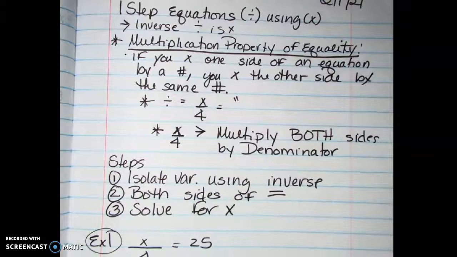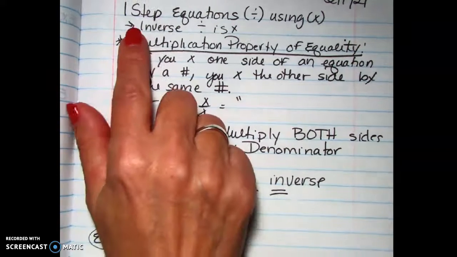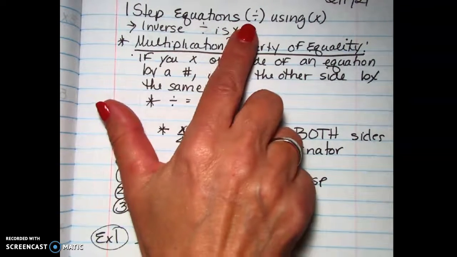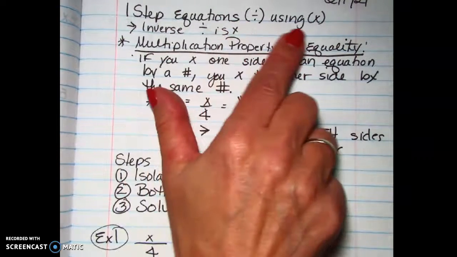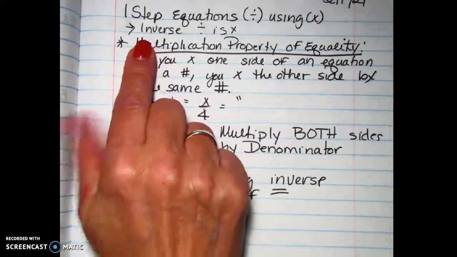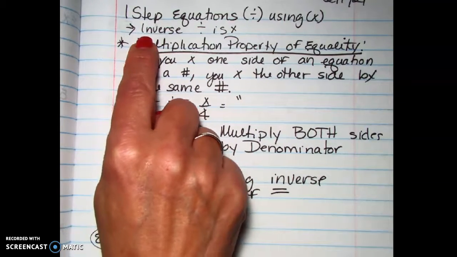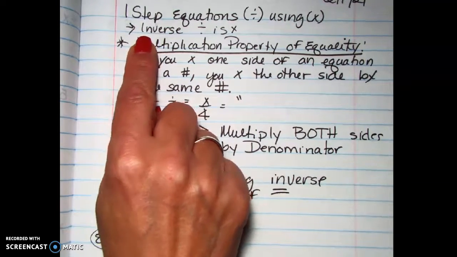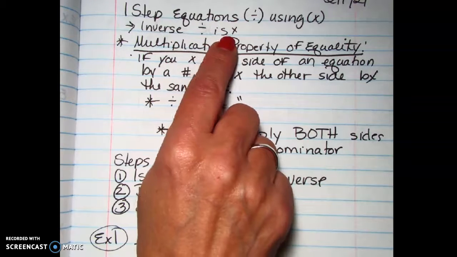Today we continued on working with one-step equations. However, this time we're working with one-step equations that are division problems, and we're using multiplication to solve. Now, as always, we have to know what the inverse operation is when solving one-step equations. So for division, it's multiplication.